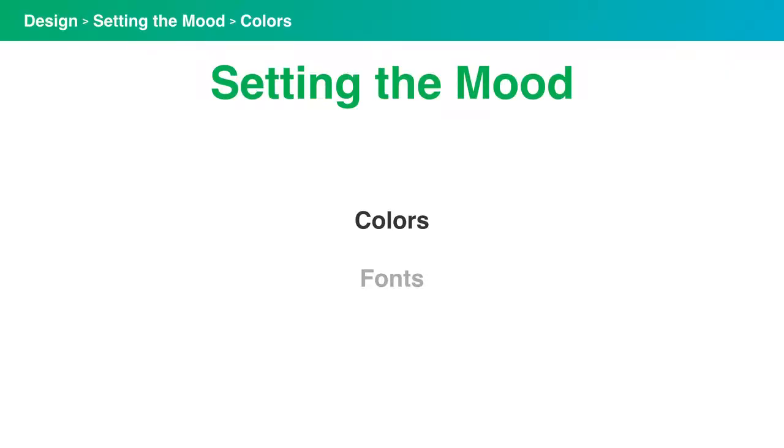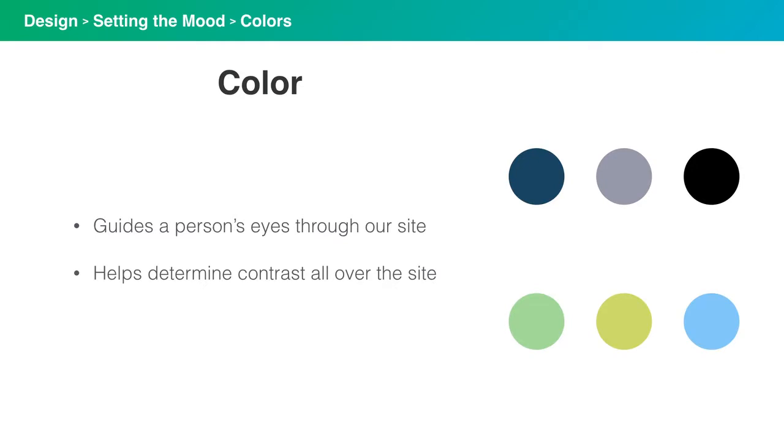Let's first talk about how to communicate the mood of our site with color. Color guides a person's eyes throughout your site. The use of contrasting colors can draw attention to specific content. The color choice is directly related to the mood of your site.